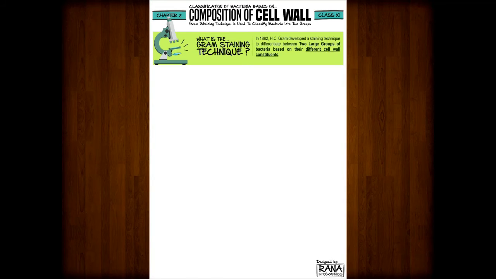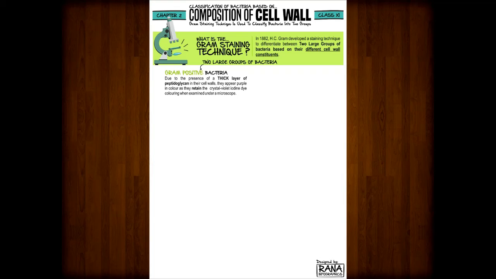Now let us talk about the classification of bacteria based on the composition of their cell wall. A technique called the gram staining technique is used to classify bacteria into 2 groups. Now what is the gram staining technique? In 1882, H.C. Gram developed a staining technique to differentiate between 2 large groups of bacteria based on their different cell wall constituents. The first group is called the gram-positive bacteria.